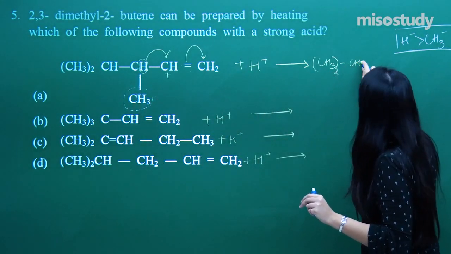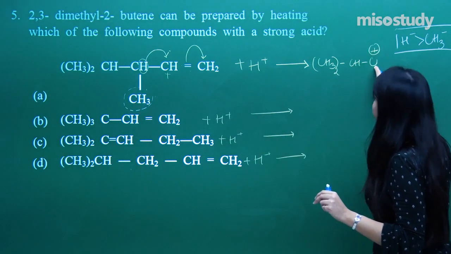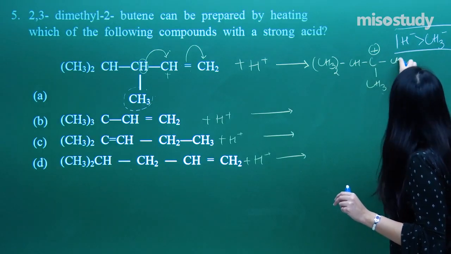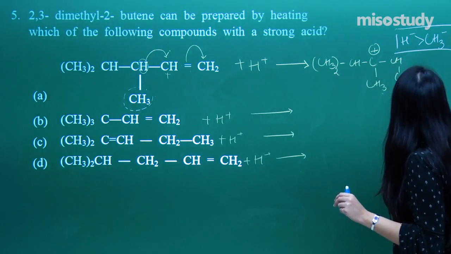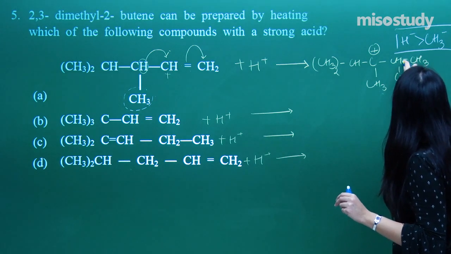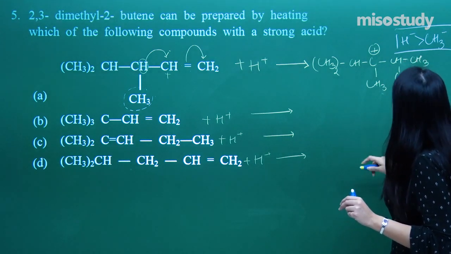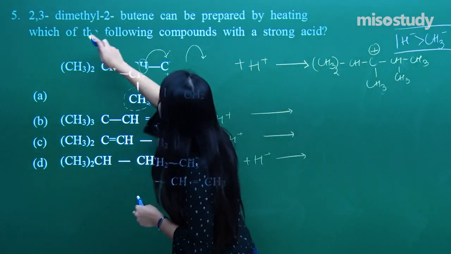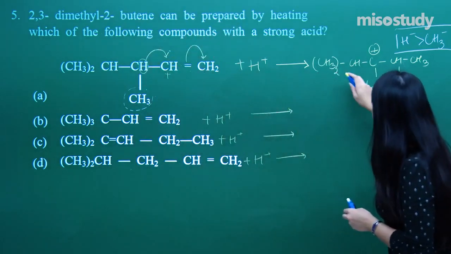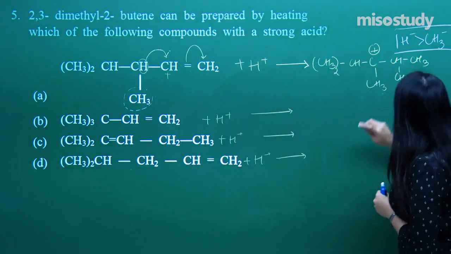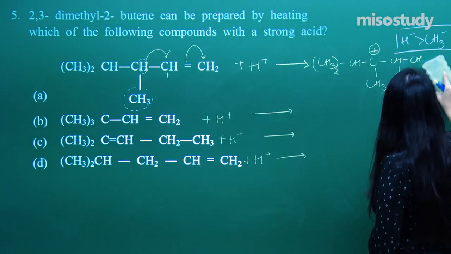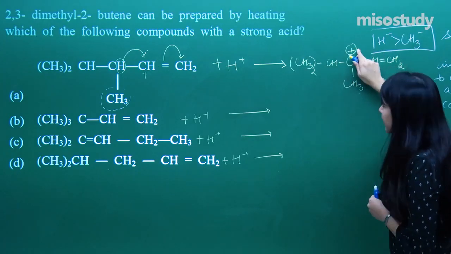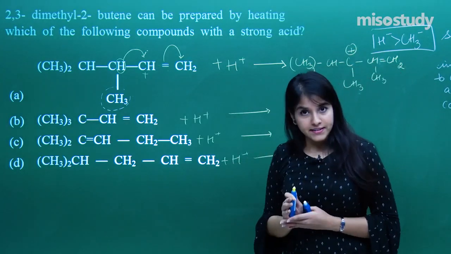So what do I get? CH, CH3 and CH3. That is what we are getting here, and I need to prepare 2,3-dimethyl-2-butene. That means I am making it react in such a manner, and again I get a double bond over here. This H positive will be neutralized by the acid itself.